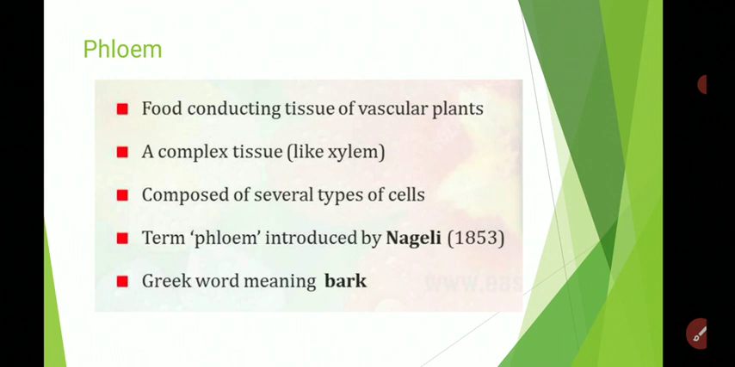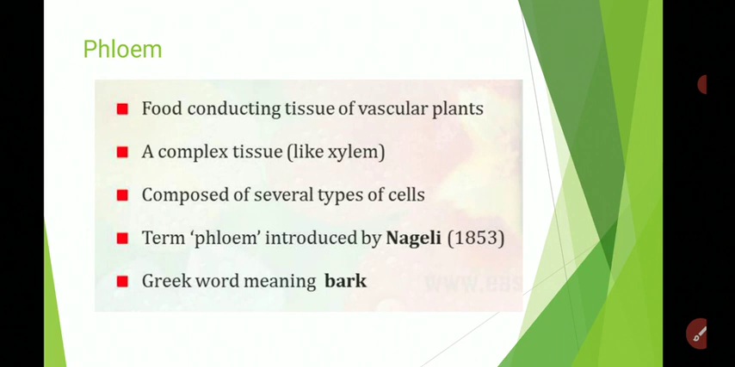We have discussed regarding xylem that it consists of four types of elements, that is tracheids, vessels, xylem fibers, that is xylem sclerenchyma, and xylem parenchyma. Now let's discuss another complex tissue, that is phloem. So it is a complex living tissue and it consists of different components. It is mainly the food conducting tissue of vascular plants and is composed of several types of cells.